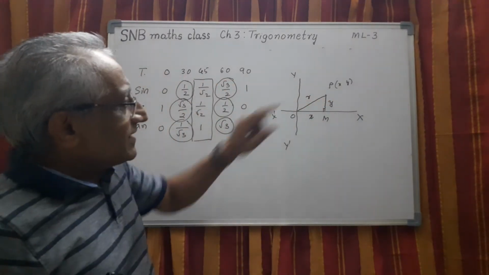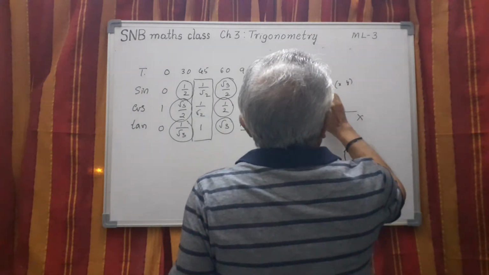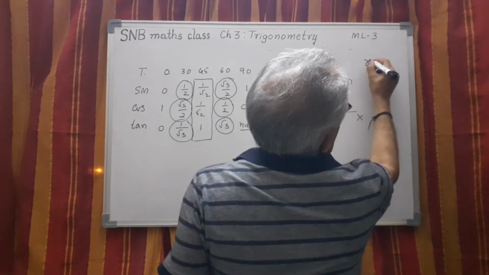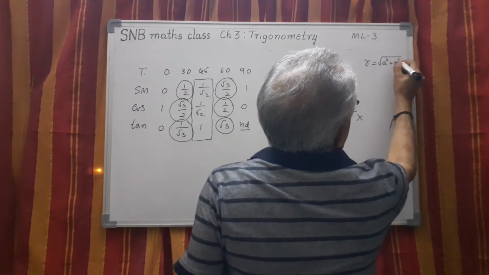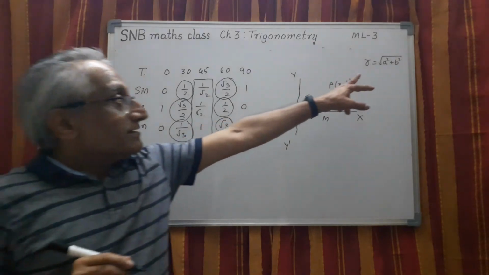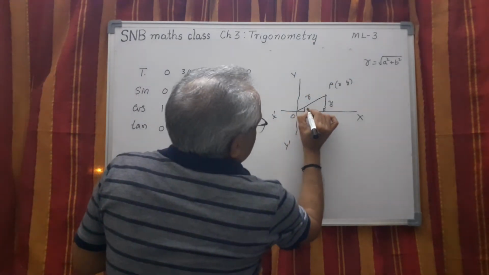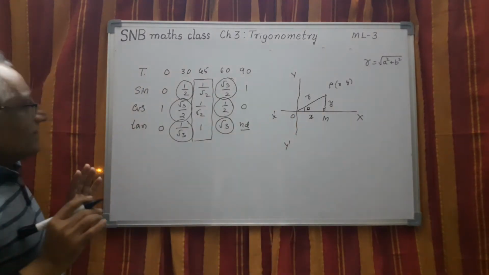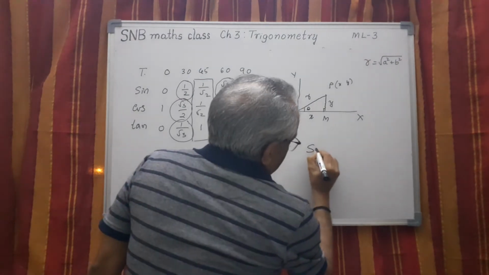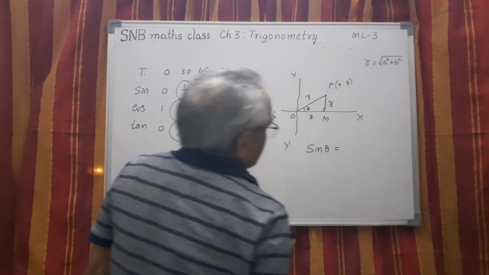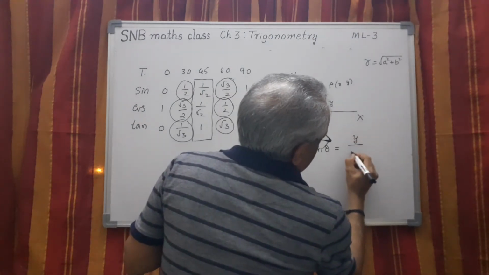Now what is r actually? r is equal to square root of a square plus b square. So this is very simple. Now let us say this is theta. So now let me take one by one. What is sine theta? Sine theta will be equal to, by definition, y divided by r.